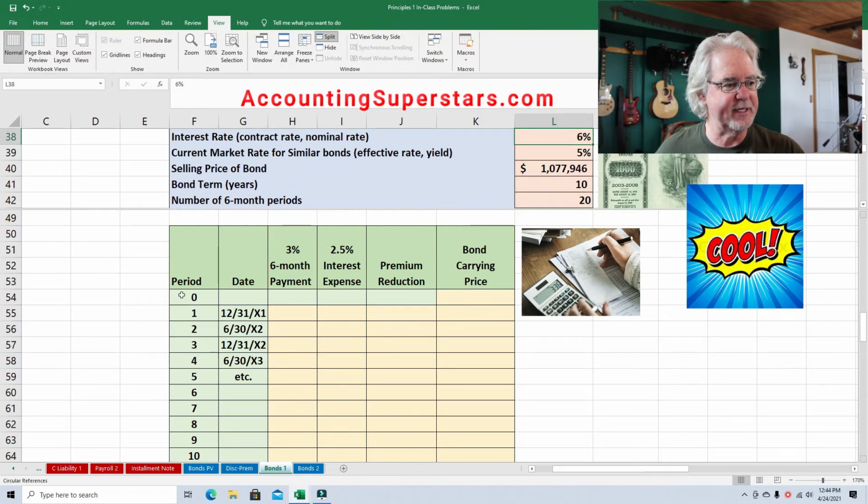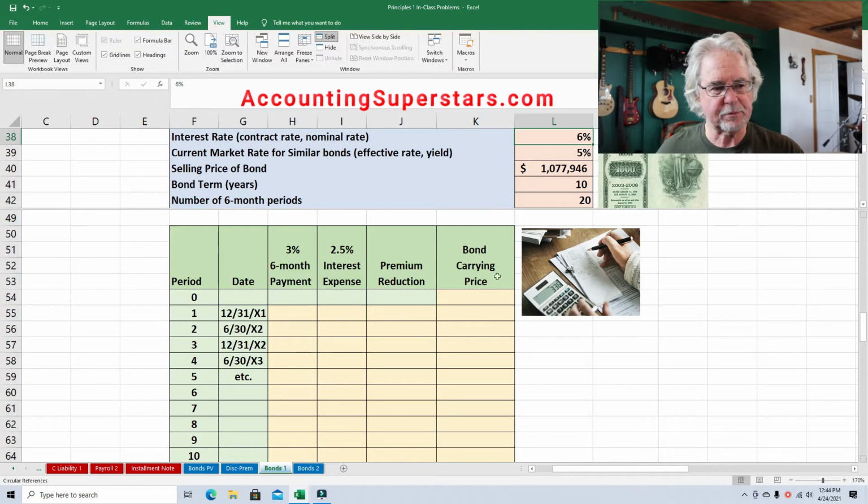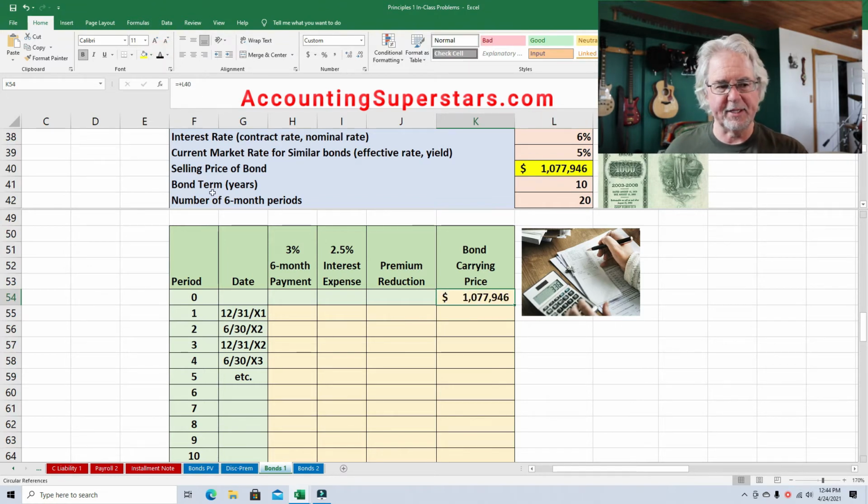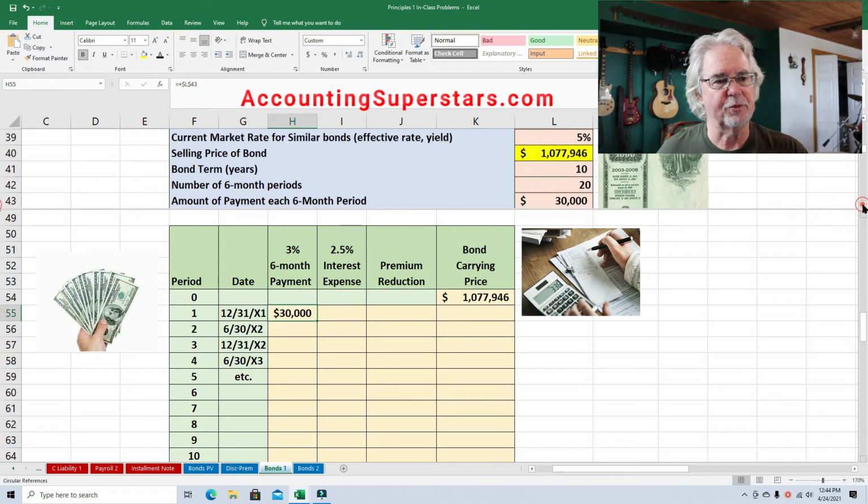What we do is in time period 0, we're going to take the amount that the bond sold for, $1,077,946, and drop it right here into the first line, $1,077,946. That's how it all starts. So you don't put the $1 million there, the amount that's owed, but what it's sold for.